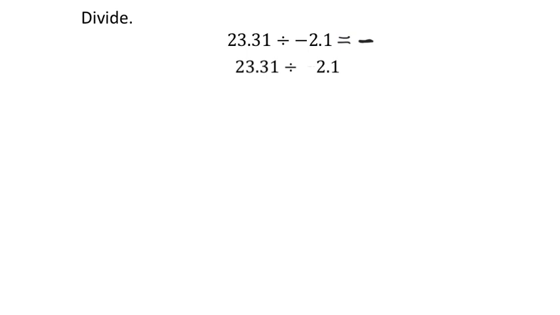Now I don't want the decimal for the divisor here. So the 2.1, I'm going to move that decimal once to the right to make that 21. But if I do it for that divisor, I've got to also do it for the dividend. So now, instead of 23 and 31/100ths, it's now 233 and 1/10.